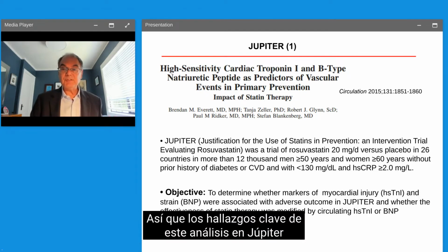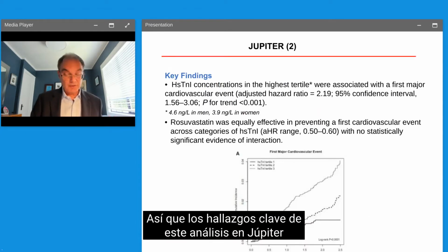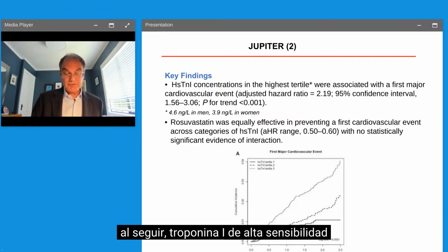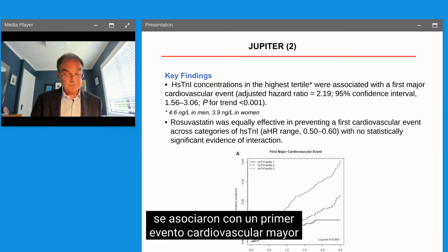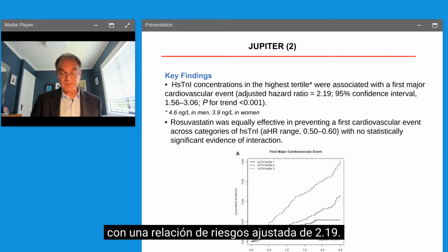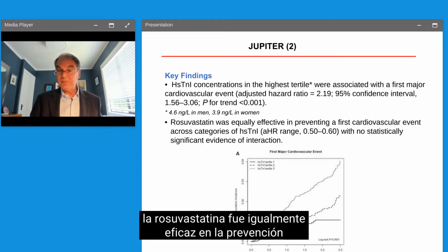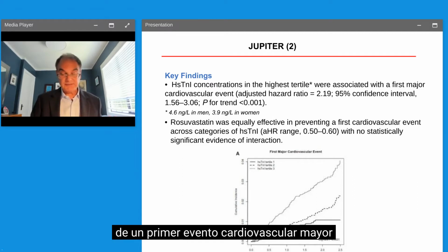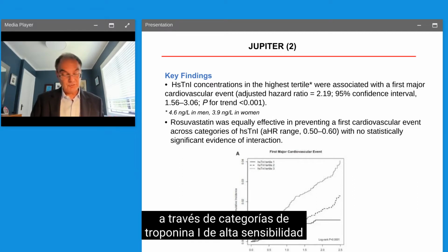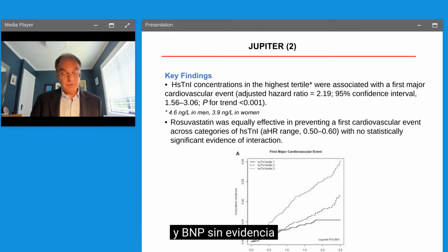So the key findings of this analysis in JUPITER were as follows. High-sensitivity troponin I concentrations in the highest tertile were associated with a first major cardiovascular event, with an adjusted hazard ratio of 2.19. Secondly, and perhaps more importantly, rosuvastatin was equally effective in preventing a first major cardiovascular event across categories of high-sensitivity troponin I and BNP, with no evidence of a statistically significant interaction.